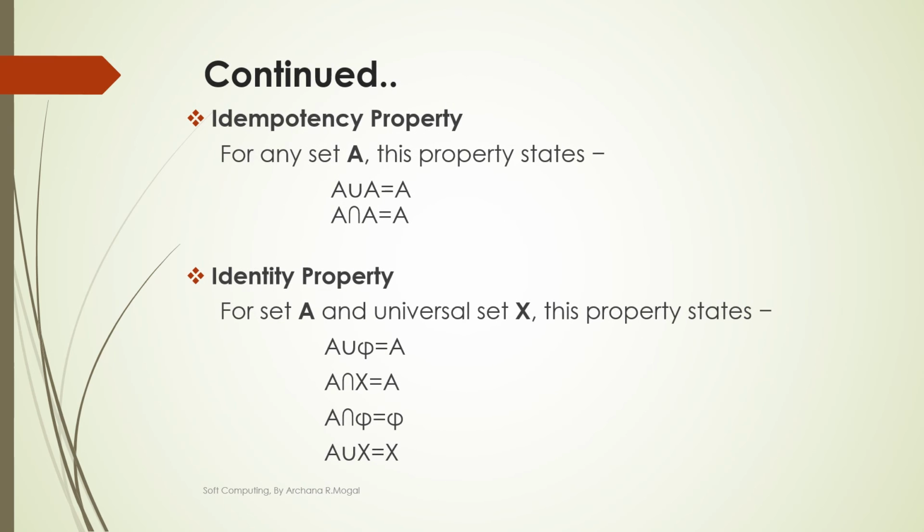Then the fourth property is the idempotency property. For any set A, this property states that A union A is equal to A and A intersection A is equal to A. Then the next property is the identity property. For set A and universal set X, this property states that A union phi is equal to A, A intersection X is equal to A, A intersection phi is equal to phi, and A union X is equal to X.